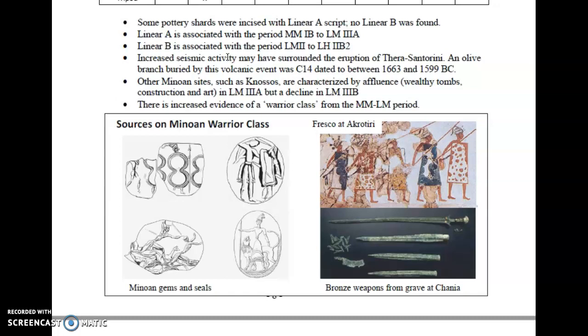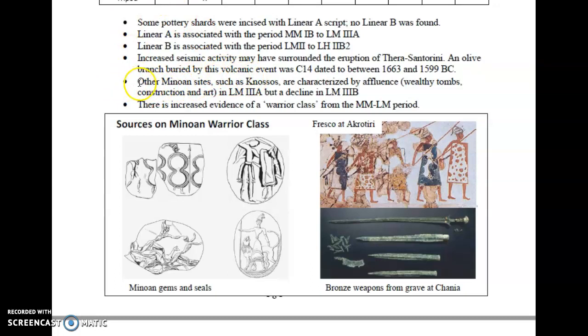They've actually been able to carbon date an olive branch that was buried in this area, and they carbon dated that to 1663 to 1599 BC. So it's important to note with our carbon-14 dating, it won't give us one exact single date, but it'll give us a date plus or minus, sometimes 20 years, sometimes 100 years.